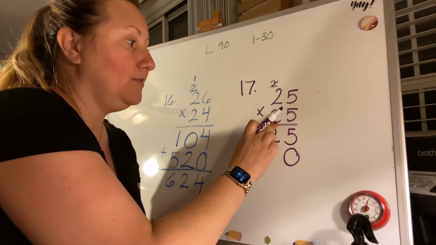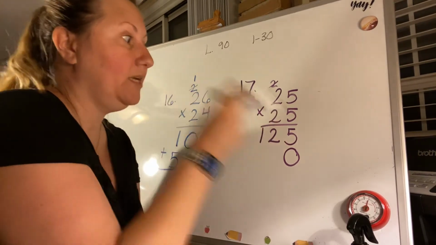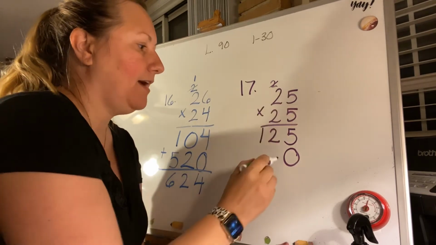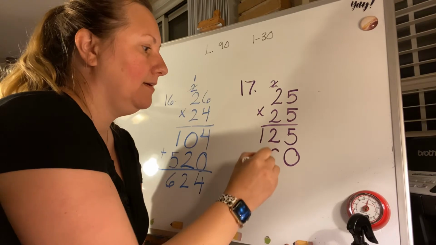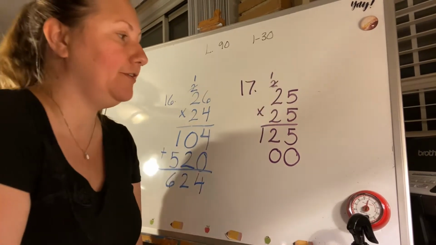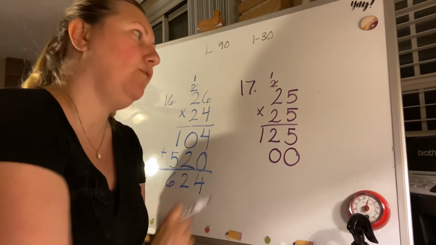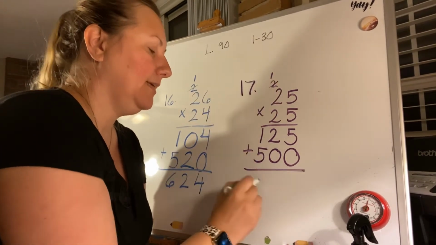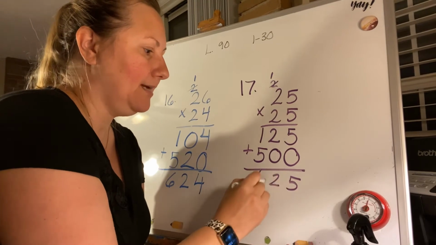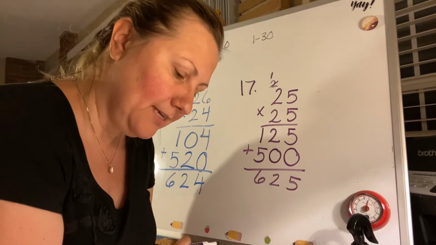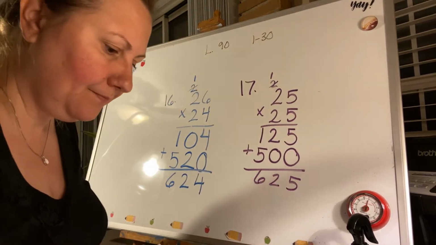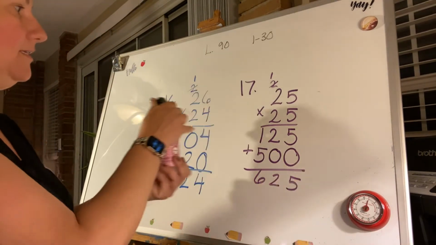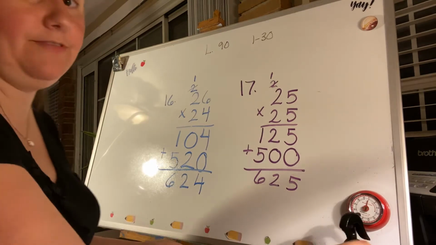Now we move on to the 20 really. So there's my 0, and it's 2 times 5 is 10. Put down the 0, put the 1 up here for 10. 2 times 2 is 4, plus the 1 that we carried is 5. So all together we have 5, 2, and 6. So our answer is 625. Okay, for number 17. Go on to number 18 once you have this down.